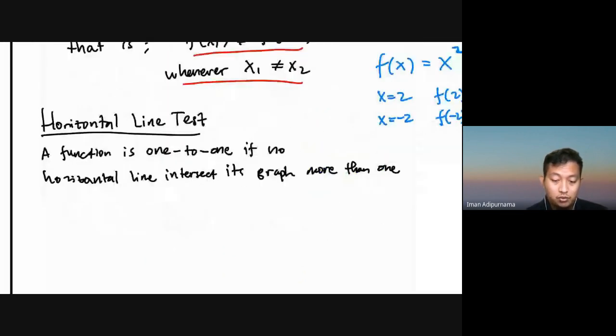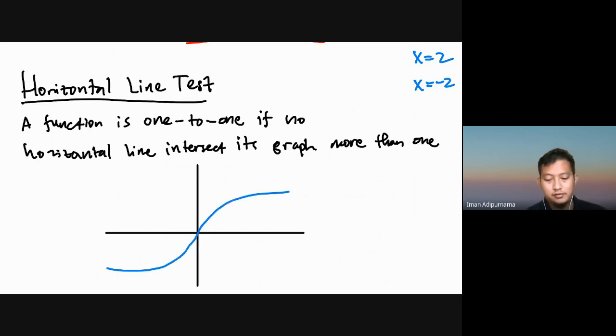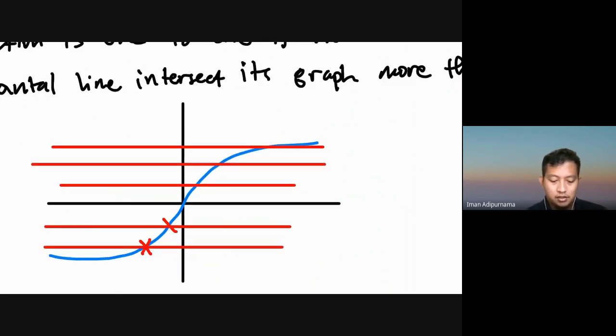That's why when you have a graph like this, it perfectly fits the horizontal line test, right? Because all the lines here, they all just get one point, just crossing one point in the curve, okay? And that means it's a one-to-one function, okay?